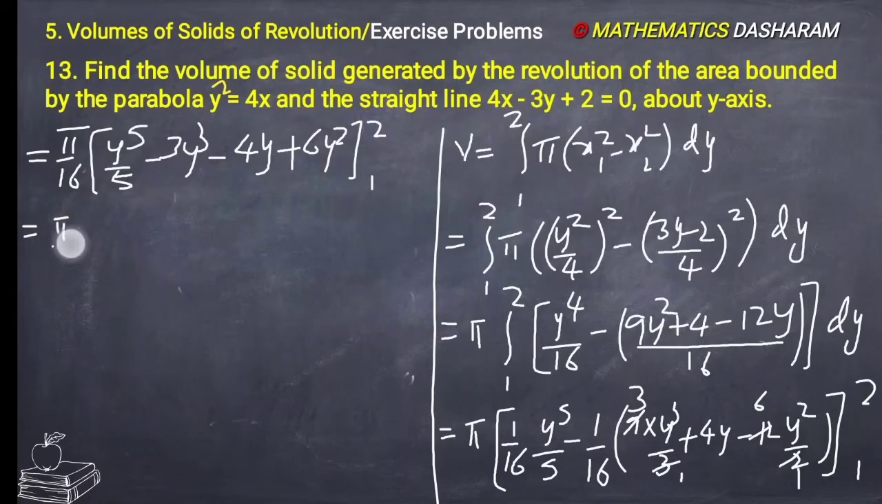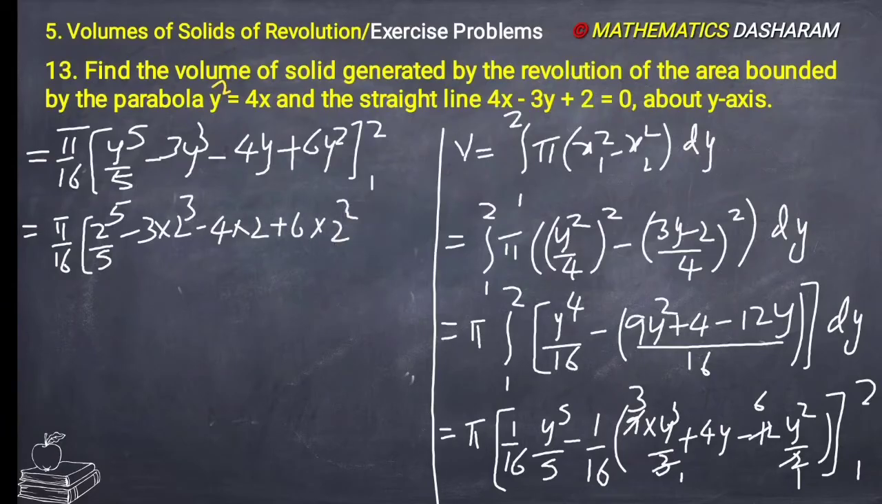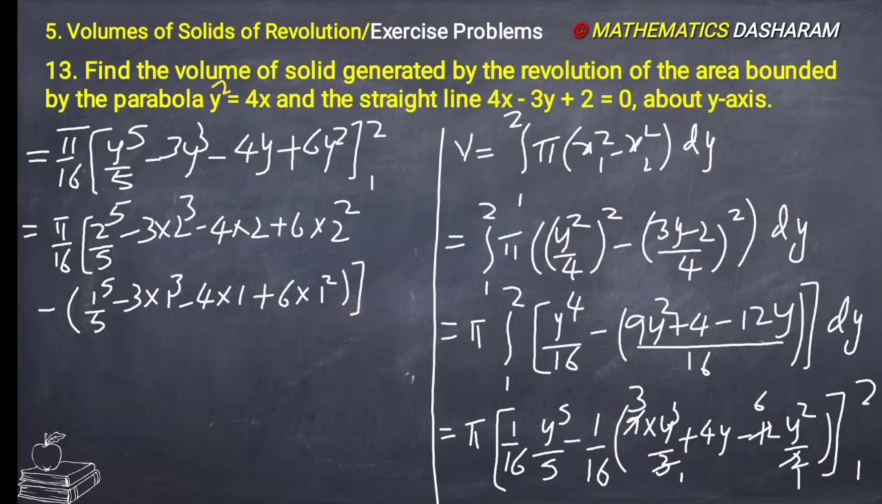Now substitute the upper limit. 2 to the power of 5 by 5 minus 3 into 2 cube minus 4 into 2 plus 6 into 2 square, minus 1 to the power of 5 by 5, 3 into 1 cube minus 4 into 1 plus 6 into 1 square. So it is equals to pi by 16.